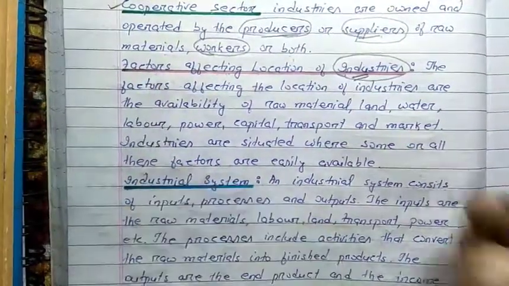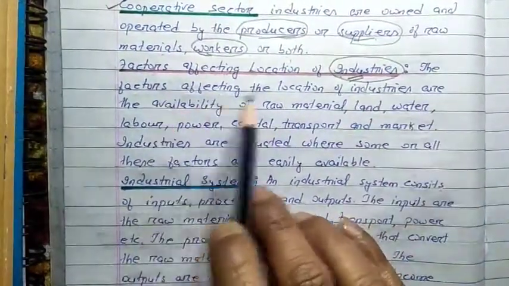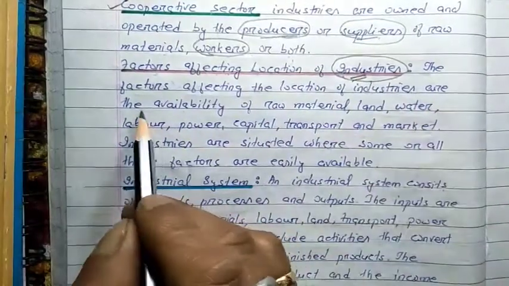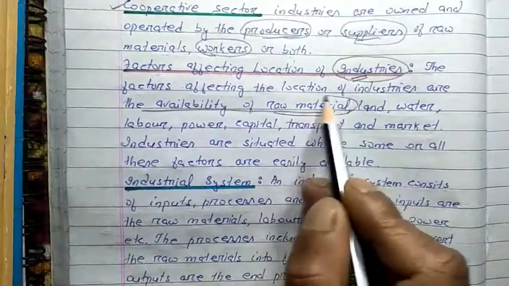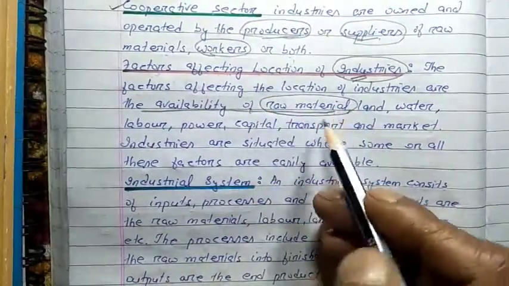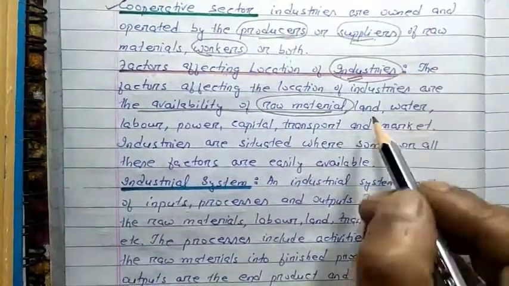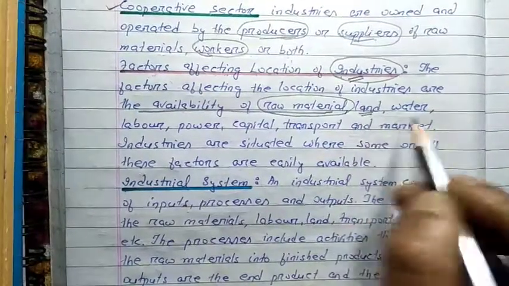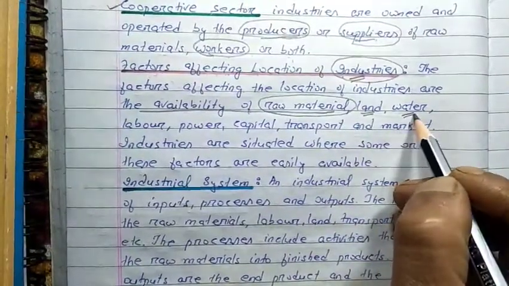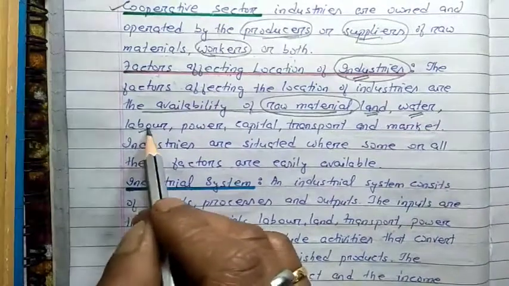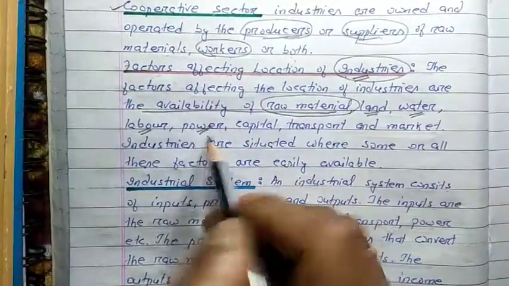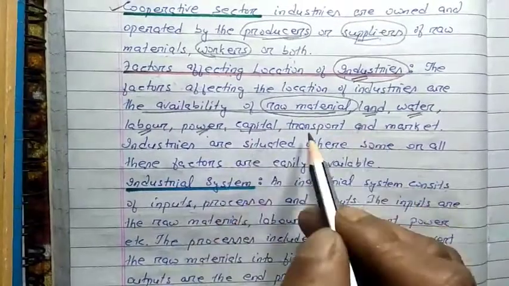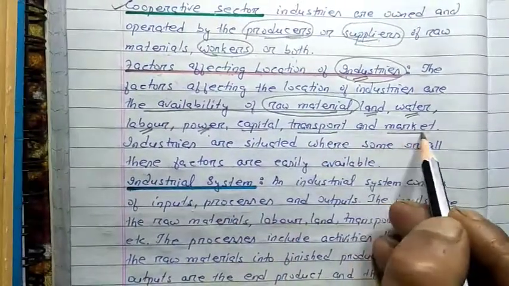What are the factors, you see? The factors affecting the location of industries are, first, the availability of raw material. If the raw material is not available, we cannot establish the industries. Then next comes land, enough supply of water, labor, power, here power means electricity, capital, transport as well as market.